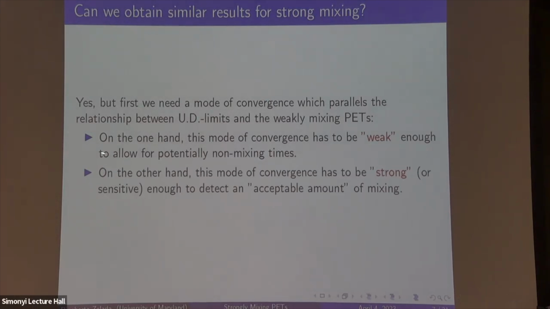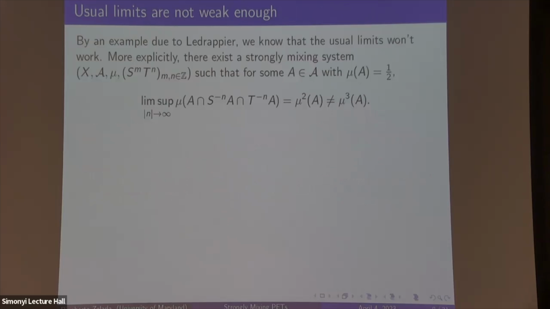And second, it has to be strong enough, or sensitive enough, to detect an acceptable amount of mixing, right? So first we will go to weak enough to avoid obstructions. All right, so the first thing is that the usual limits are not going to work. And the way that we know this is by an example due to Leibman, which states that we can find a strongly mixing Z^2 action such that for some A in the algebra with measure 1/2, this limit here does not go to mu cubed, it goes to mu squared. So there's some type of dependence in the triple correlation.